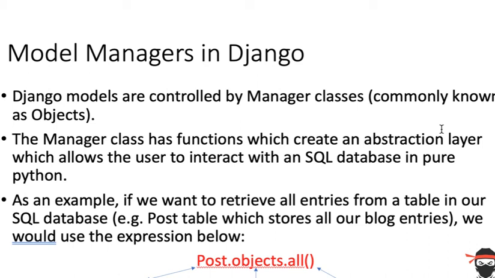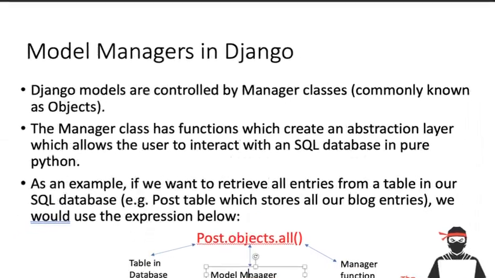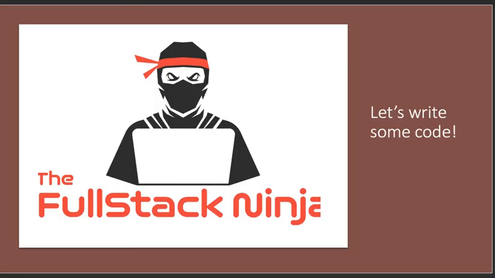We're going to use Post.objects.all. Post represents a table in our database. Objects represents the model manager, and all is a manager function. Okay, enough of talk. Let's just write some code.